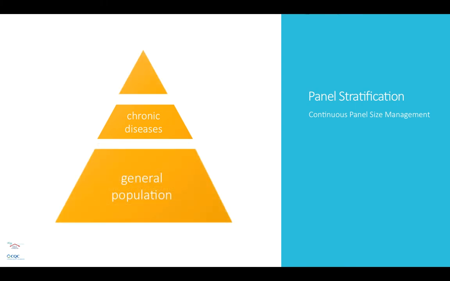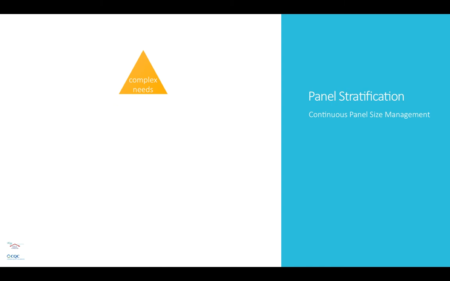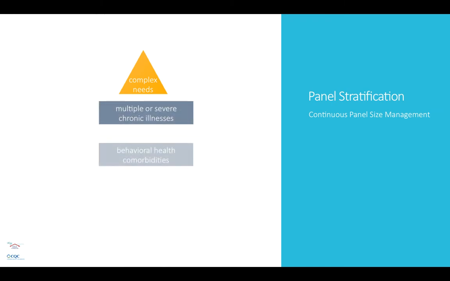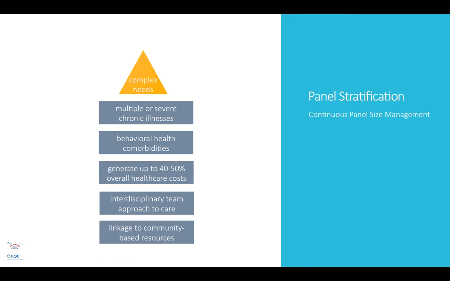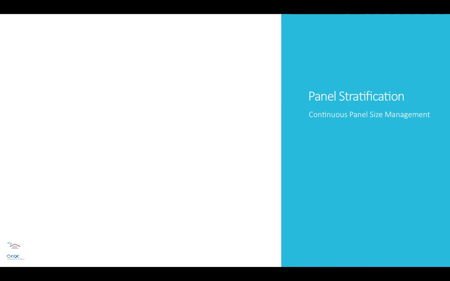At the top of the pyramid, we have patients with more complex needs, including multiple or severe chronic illnesses and behavioral health comorbidities such as depression and anxiety. People at the tip of the pyramid are not numerous, but can generate up to 40 to 50% of the overall healthcare costs for a population in a given year. Caring for this stratum requires interdisciplinary teams that may include pharmacists, nurses, social workers, and care managers, along with linkage to community-based resources.